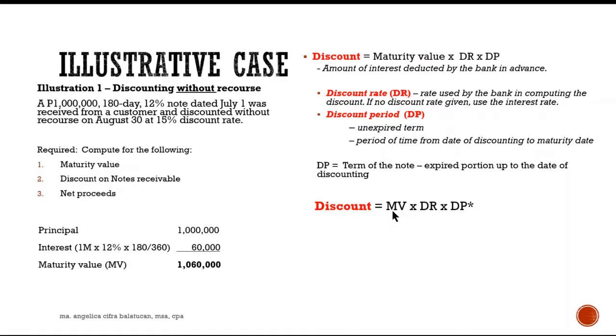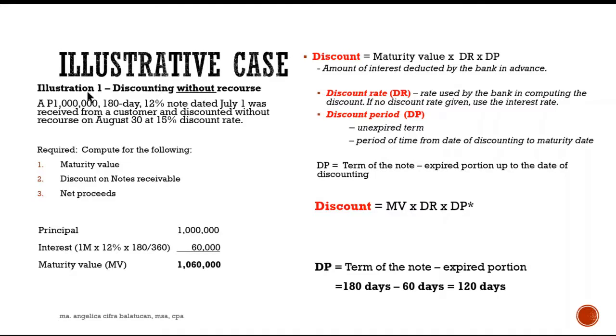So, this is the formula again: maturity value times discount rate times discount period. And our discount period would be the term of the note, which is 180 days, minus the expired portion, which is 60 days. Why is it 60 days? From July until August 30. So July, 30 days, and then August, 30. So that's 60 days. Okay? So 180 minus 60 is 120 days. This is the unexpired portion or unexpired term.